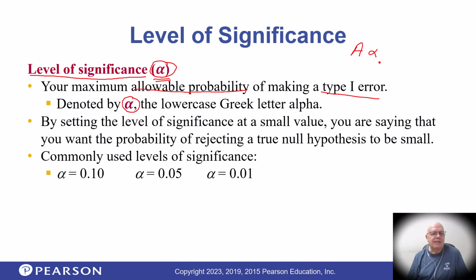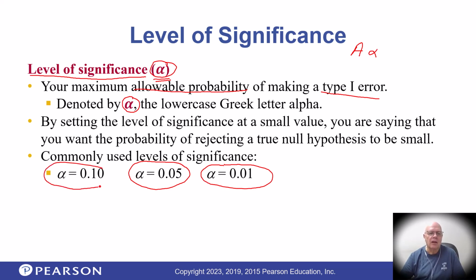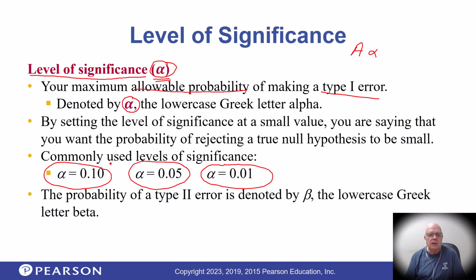These are the levels of significance that are commonly used. The one you'll see the most is 0.05. And if this type 1 error is critical, maybe it's very dangerous, you might make it 0.01 instead. If it's not quite as critical, then you might even have it as 0.10. Now, the probability of a type 2 error is represented by beta, the lowercase Greek letter. However, good news. We're not going to be calculating or doing anything with a type 2 error, but you need to know what it is.